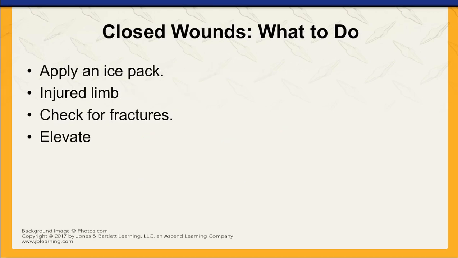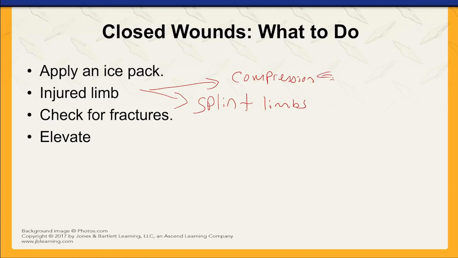So what do you do for these types of injuries? You want to apply an ice pack there. Now, for injured limbs, you can apply an elastic bandage for compression. You can splint the limbs also. What else could you do? We said compression. You can apply an elastic bandage over here. An elastic bandage is going to end up giving you compression.